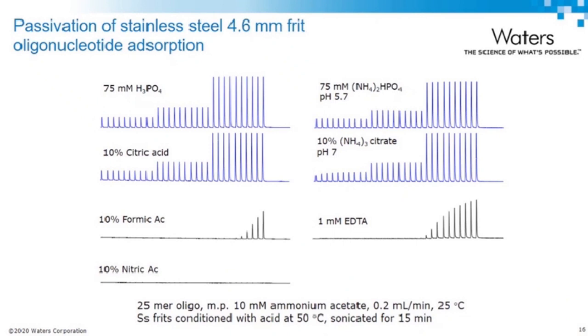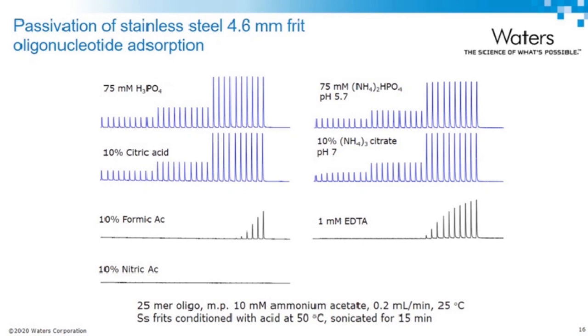One can think about it as an acid treatment, but you can see that when I use on the right side 75 millimolar ammonium phosphate or ammonium citrate, the effect is similar. So it's not just an acidic interaction or acidic wash. It is believed that phosphates or citrates are strongly absorbed on the metallic surfaces semi-permanently, and they condition the system.